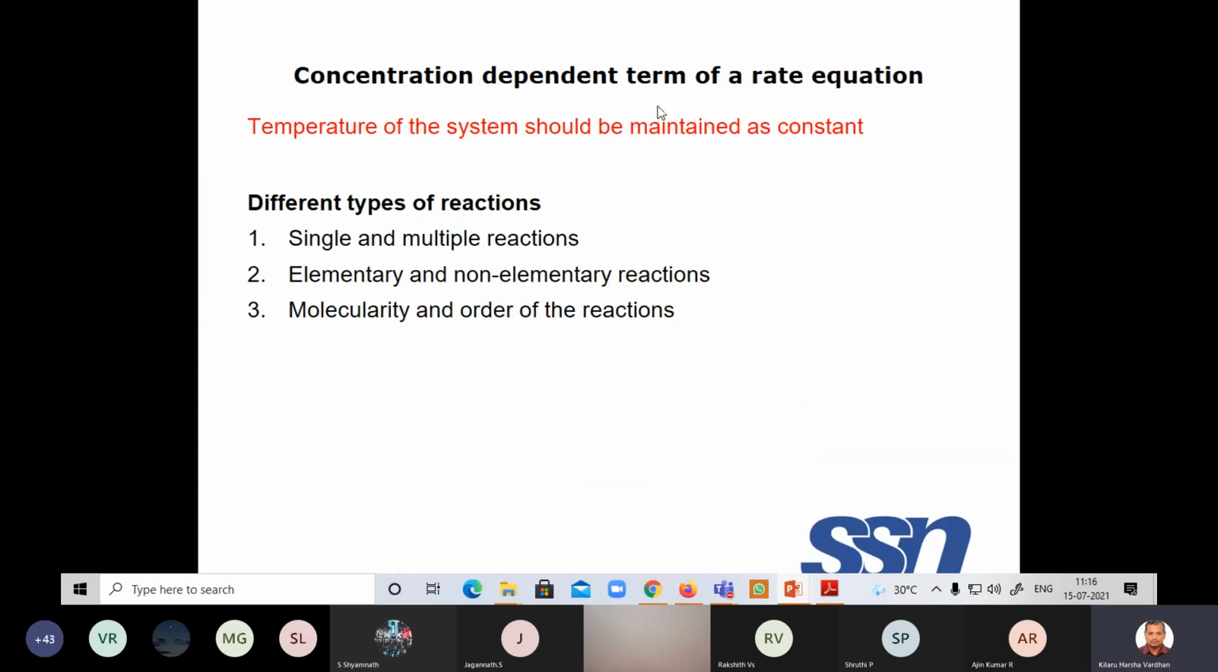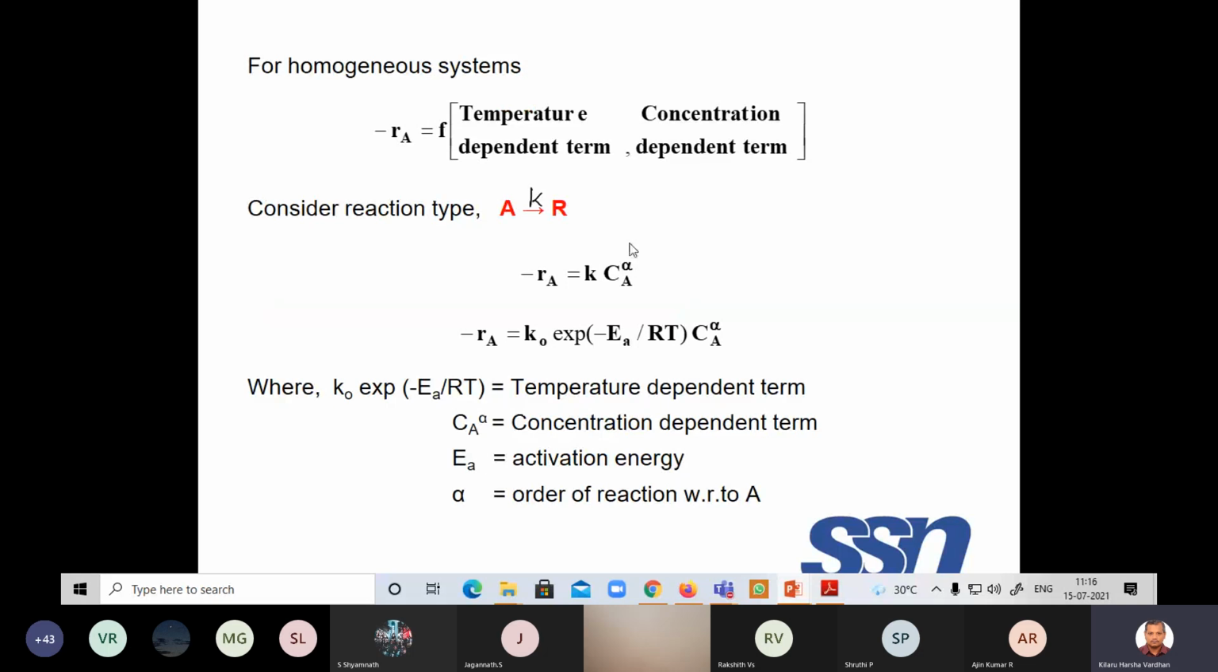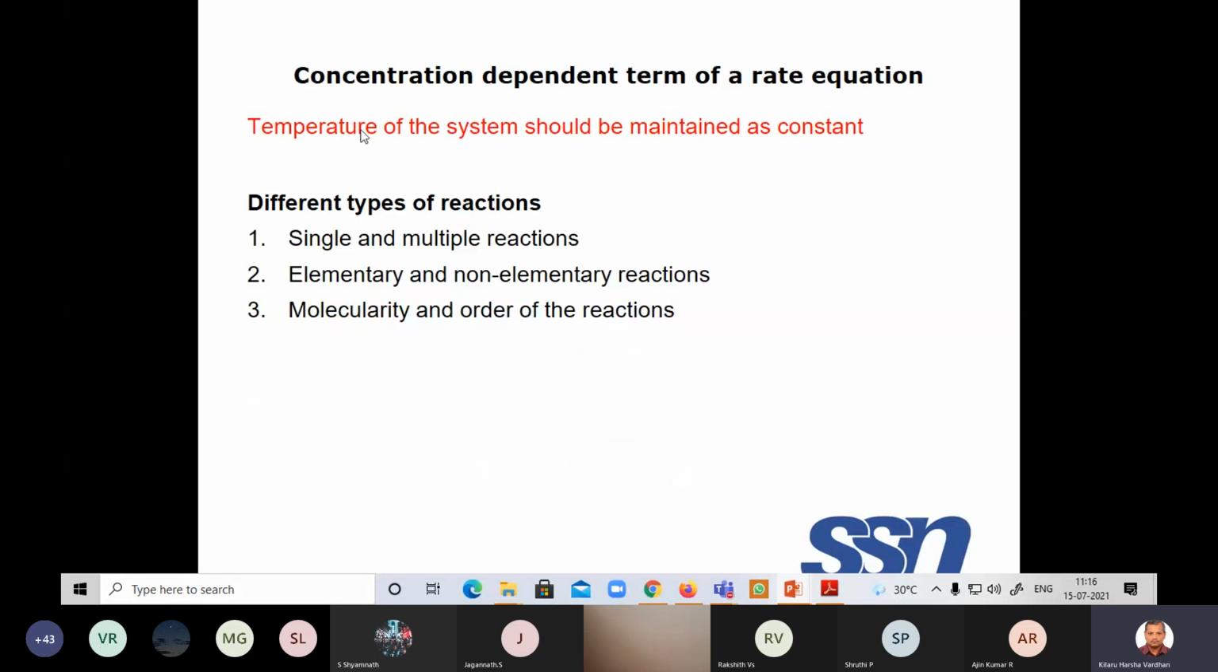So, the concentration dependent term of the rate equation. Here we are assuming the temperature is constant. For the first 3 units, we are assuming the temperature is constant. Only the concentration is changing. So when the concentration is changing, how can you write the rates? That is what we will be seeing here.